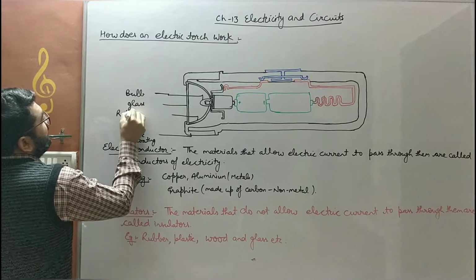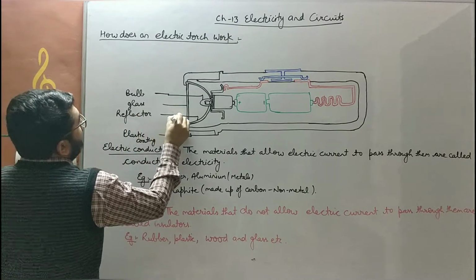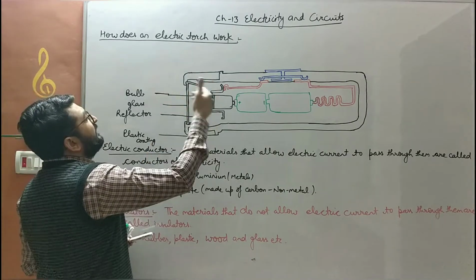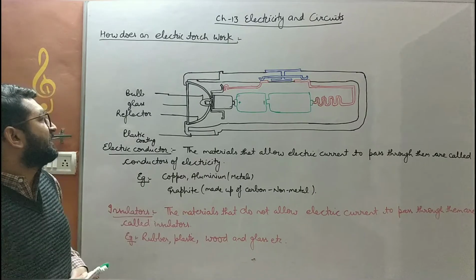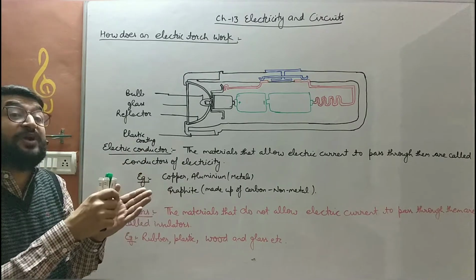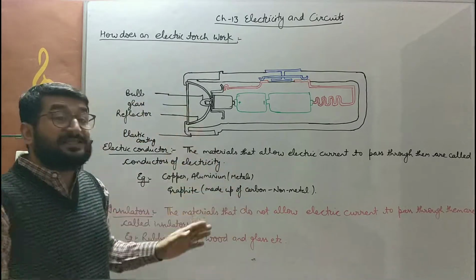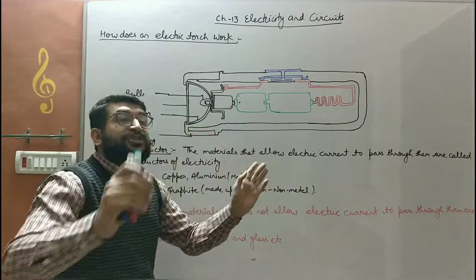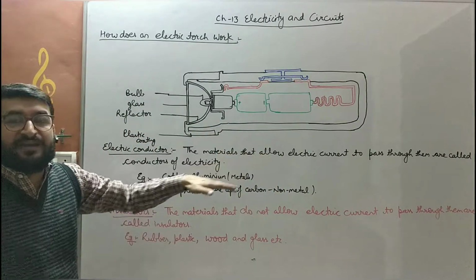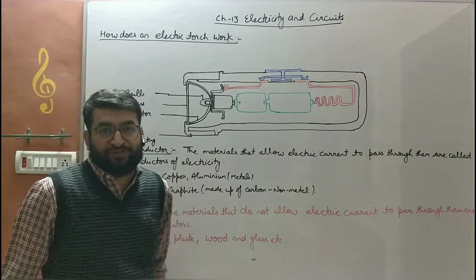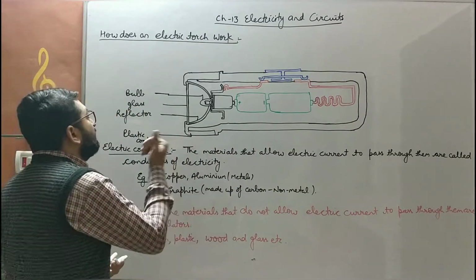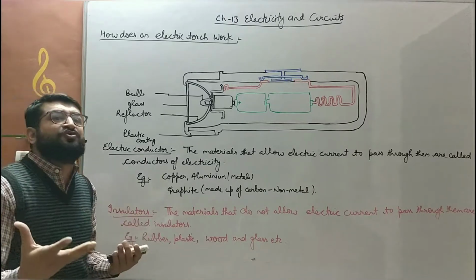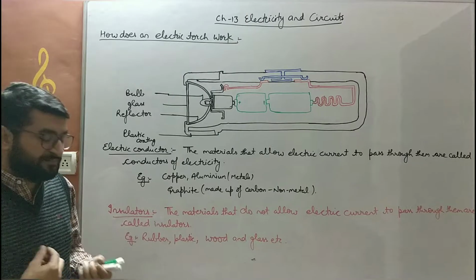There is a reflector, a mirror present near the bulb. Why? This reflector gives out a parallel beam of light so that the area of the light can increase. And this glass will diverge the light rays. Diverge means it sends the light rays away from each other so that the light becomes broadened and we can see a larger area in front of the torch. We use a plastic coat because plastic does not conduct electricity. Plastic does not allow the electricity to pass through it, and we don't get any electric shock.